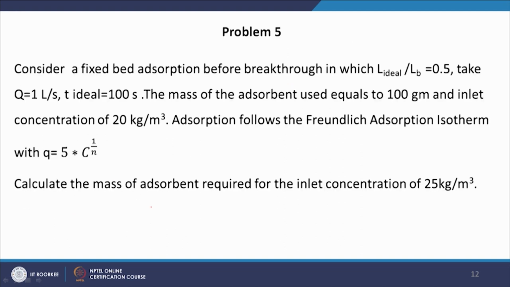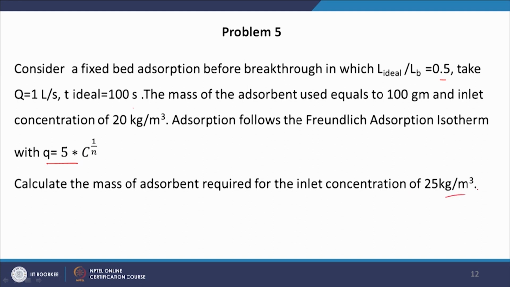Next, problem number 5, the statement is, consider a fixed bed adsorption before breakthrough in which L ideal by L b is equal to 0.5, take Q equal to 1 liter per second, T ideal equal to 100 second, the mass of the adsorbent used equals 100 gram and inlet concentration of 20 kg per meter cube. Adsorption follows the Freundlich adsorption isotherm with q equal to 5 into C to the power 1 by n. Calculate the mass of adsorbent required for the inlet concentration of 25 kg per meter cube.